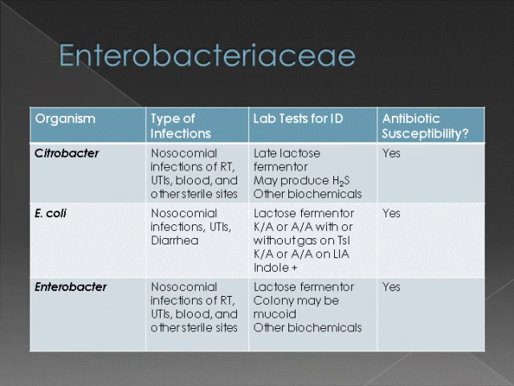Antibiotic susceptibility is needed for members of Enterobacteriaceae. E. coli also likes to cause nosocomial infections. It is the number one cause of UTIs, and it can cause diarrhea. It is a lactose fermenter, K/A or A/A with or without gas on TSI. K/A is a red over yellow versus A/A, which is a yellow over yellow. Without gas or with gas, remember when you're looking for gas in the TSI, you're going to be looking for bubbles or cracks in the media.